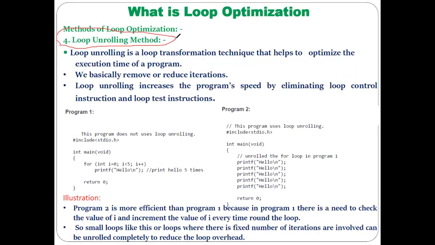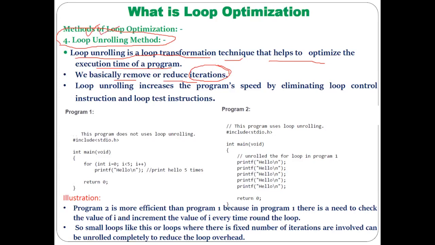What is the loop unrolling method? Let's see here. Loop unrolling is a loop transformation technique that helps to improve the execution time of the program and reduce its processing time. So what exactly is done in loop unrolling? Loop unrolling is basically removing or reducing the iterations. Removing or reducing the iterations is called loop unrolling.